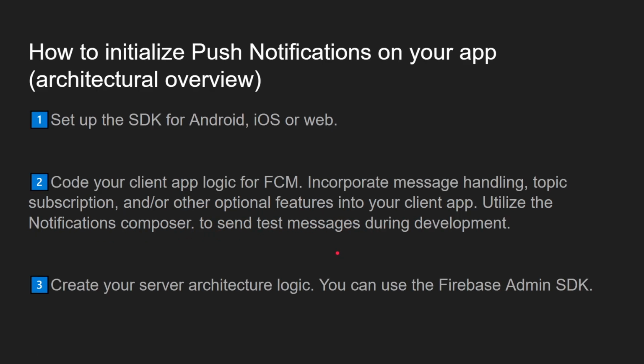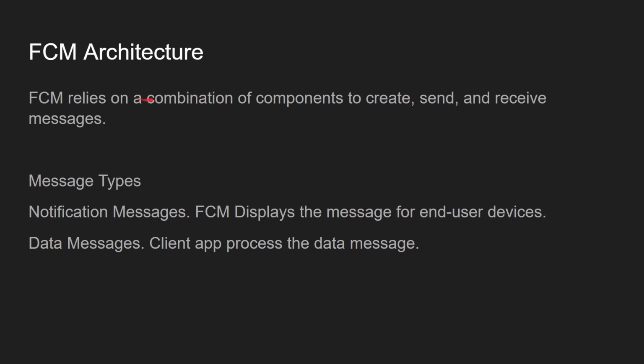Okay, but how do you initialize push notifications on your app? The architectural overview: set up the SDK for Android, iOS, or web. Code your client app logic for FCM. Incorporate message handling, topic subscription, and other optional features in your client app. Utilize the notification composer to send test messages during development. Create your server architecture logic. You can use the Firebase Admin SDK. FCM architecture.